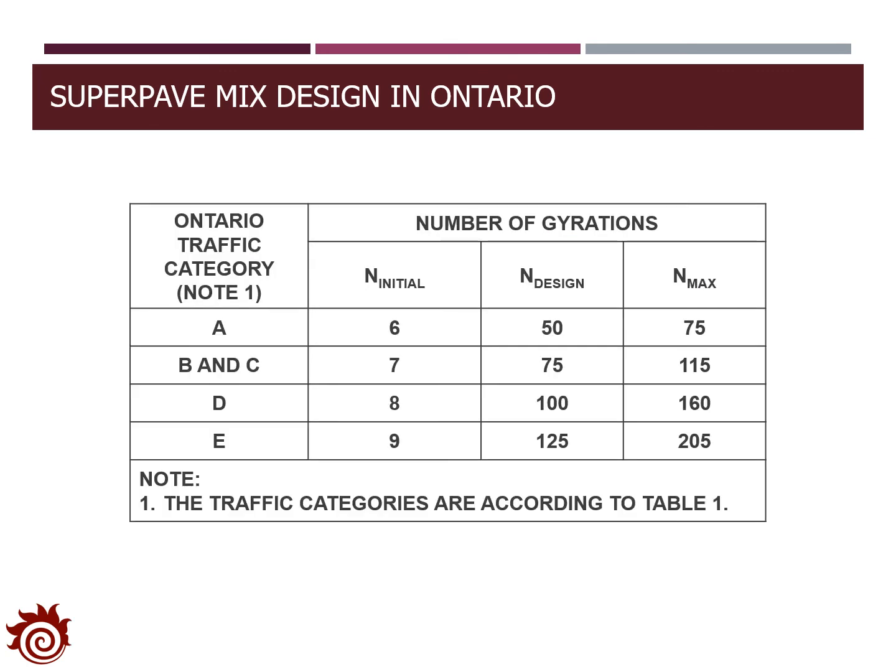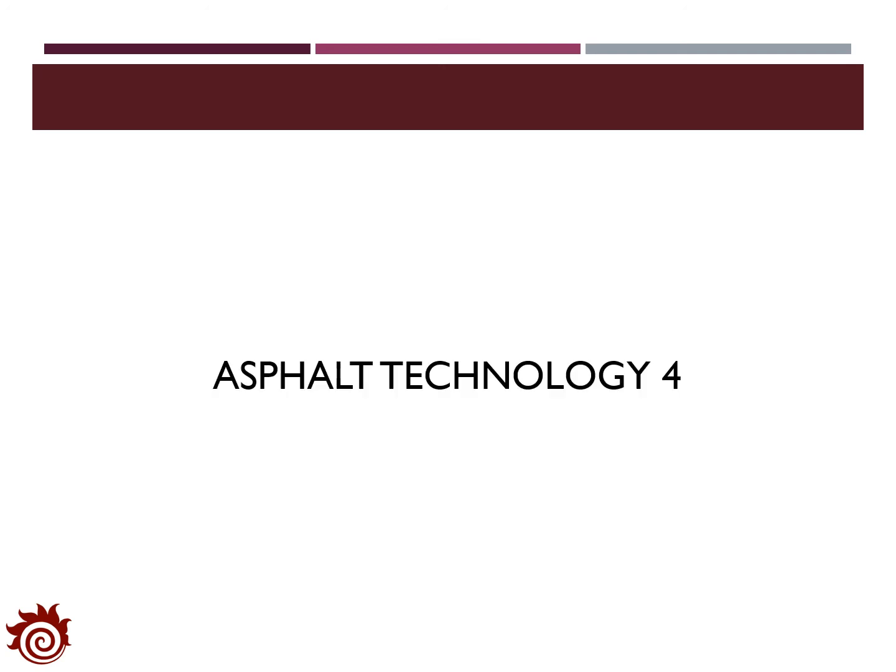In addition, the Superpave gyratory compaction test will apply different numbers of gyrations at different traffic levels. In Ontario, for the traffic level A, the N initial value is set as 6, N design is 50, and N maximum is 75. By increasing the traffic level, the numbers of N initial, N design, and N maximum will all increase dramatically. So that's all about the lecture today.